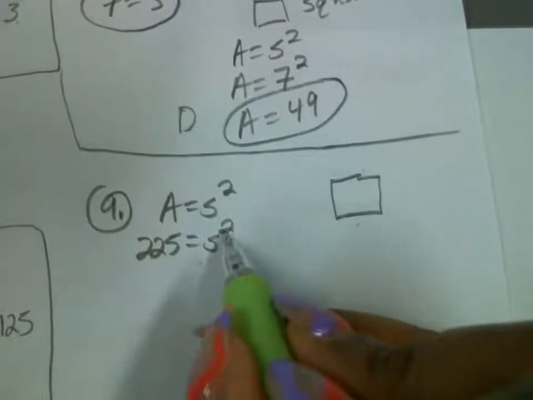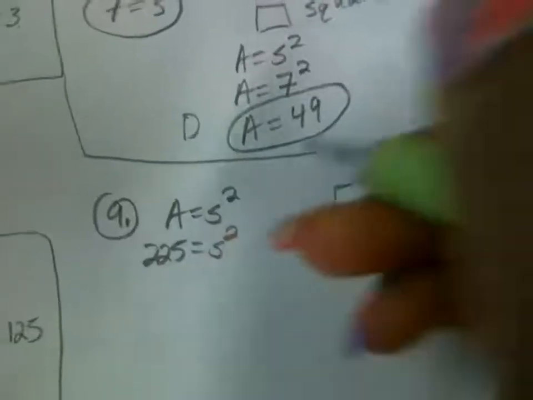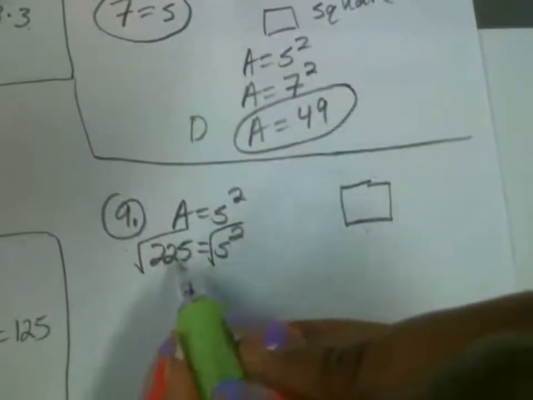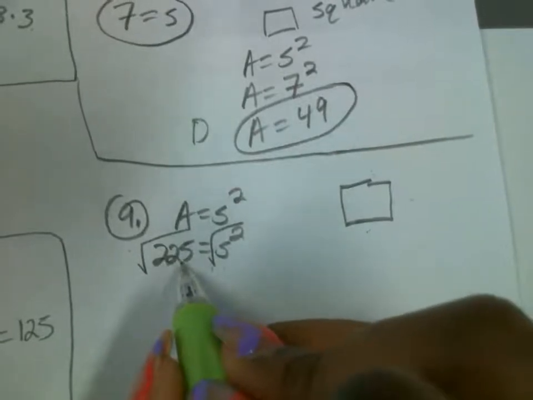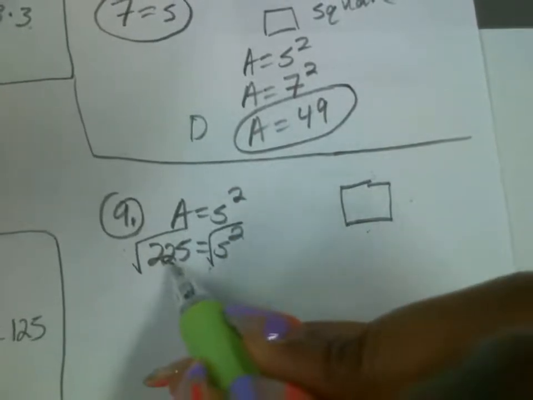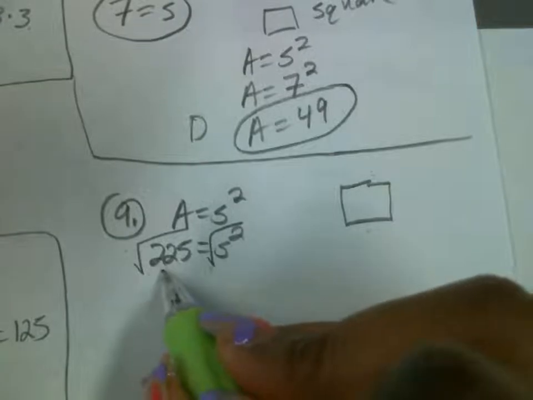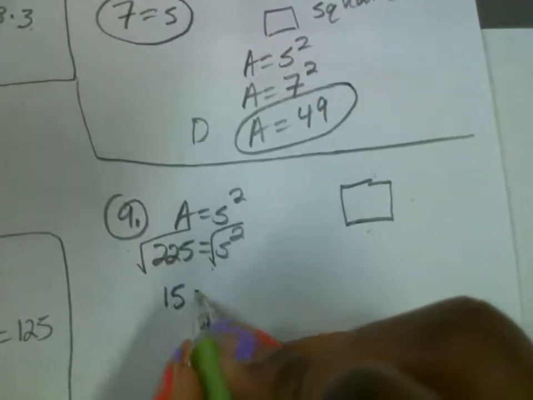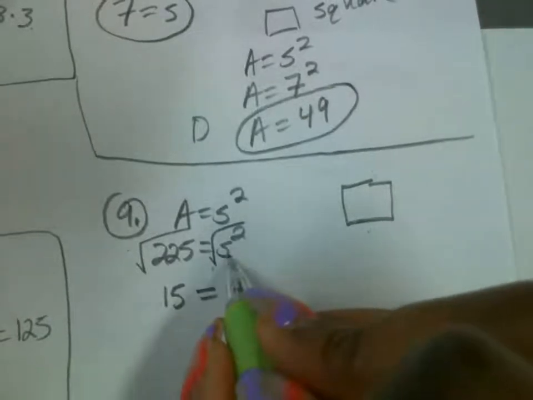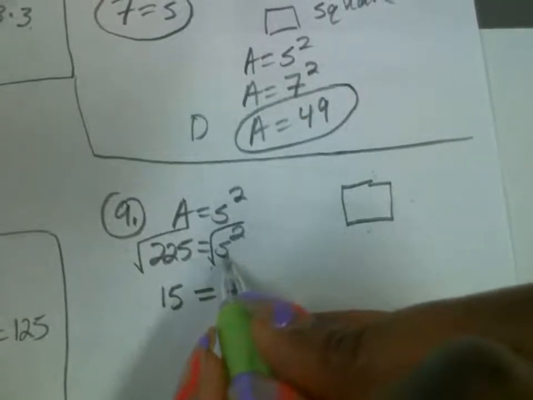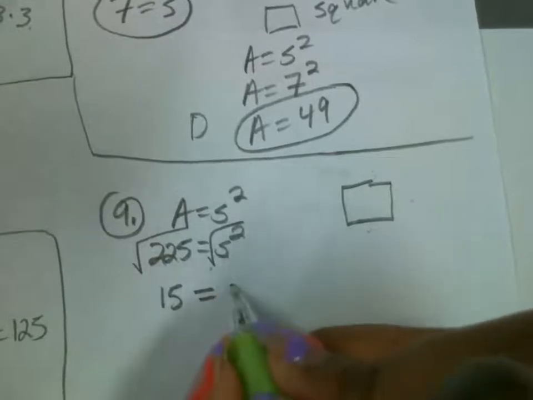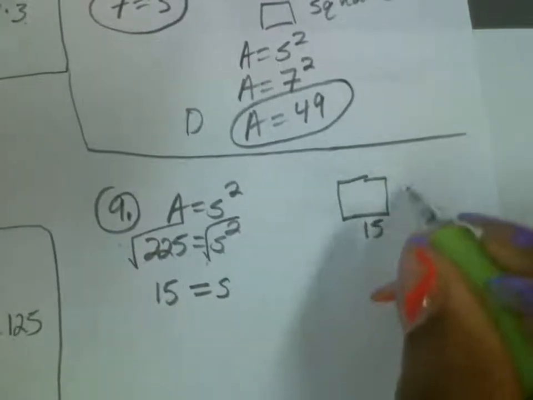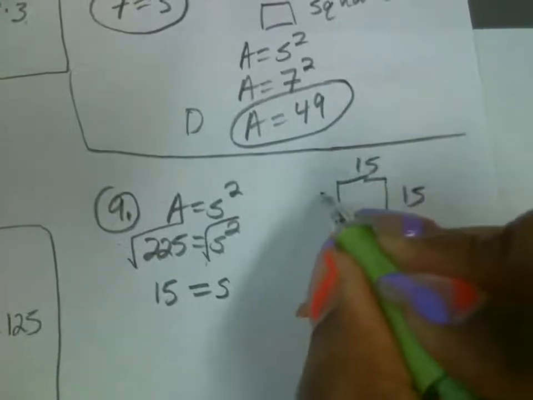So remember, what's the opposite of squaring a number? It's square root. So we're going to find the square root on each side. What's the square root of 225? What number can be multiplied times itself to give me 225? 15. 15 times 15 is 225. What can be multiplied times itself to give us S squared? S times S. So the square root of S squared is just S. So each one of these sides is 15.